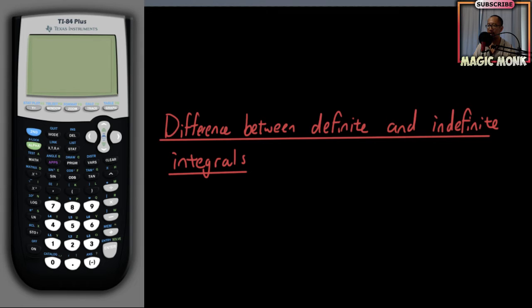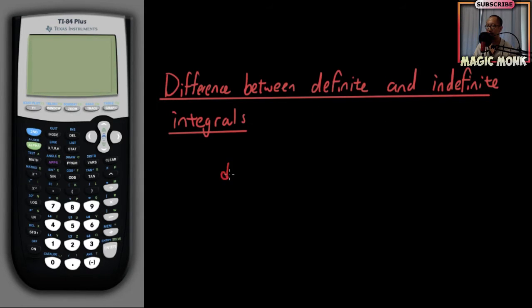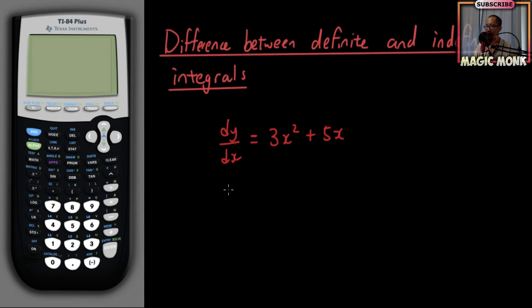So let's say we have dy over dx equals 3x squared plus 5x. So this is the derivative of y. Okay, so integration is going backwards to find out what y equals. So in order to find that, we need to integrate this function, which is the opposite of differentiation, with respect to x.